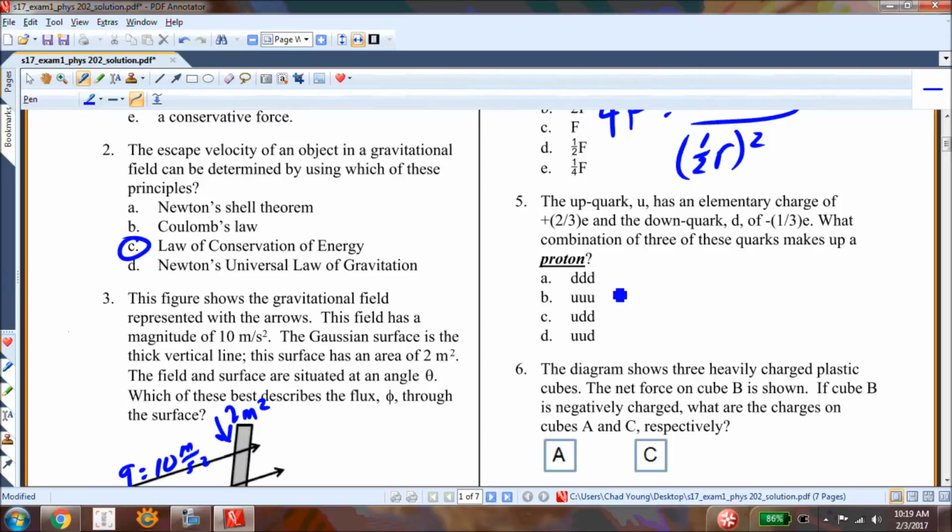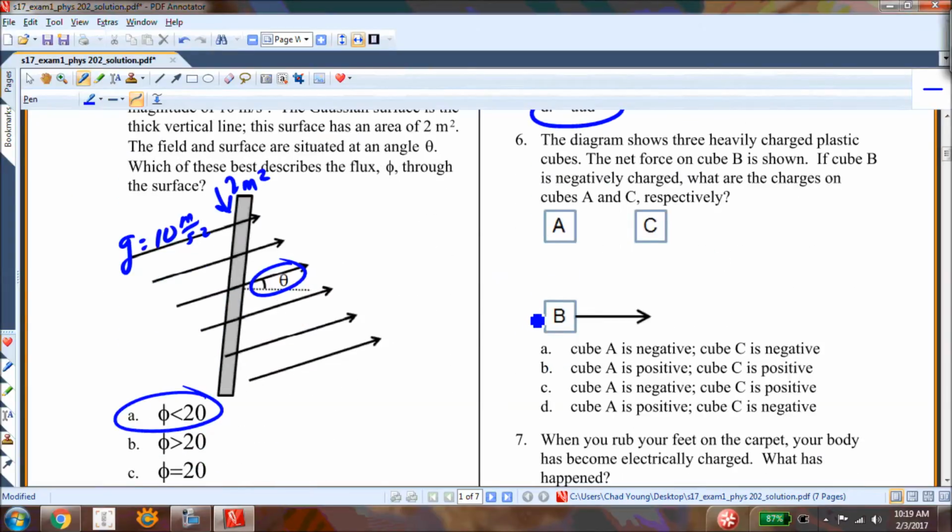Atomic particles, electrons, protons, and the like, are made up of subatomic particles. We call these quarks. They have a certain charge, and they have a charge that's actually subdivided from the fundamental unit of charge. And here it gives the charge for an up quark, which is plus 2/3 e, and a down quark, which is minus 1/3 e. Which combination of these makes up a proton, which has plus 1 e? Well, the only combination is 2/3 plus 2/3 minus 1/3, so that is an up, up, down quark combination. It makes up a proton.